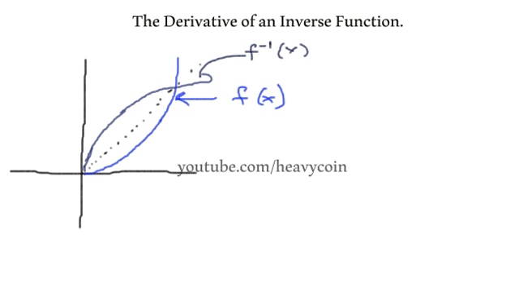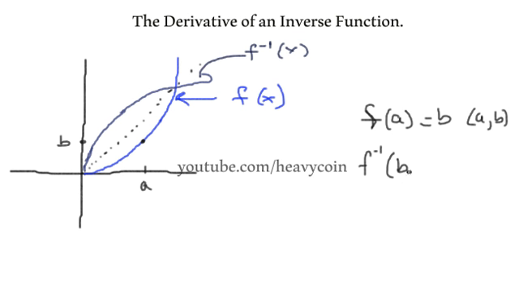All right. Let's say that I pick a number here on the x-axis. We'll call it a, and we'll call this b. So in other words, f of a is equal to b, and I'll write that as an ordered pair over here, (a, b). And so f inverse of b should equal a. Okay, that's what it means to be the inverse, and then (b, a).